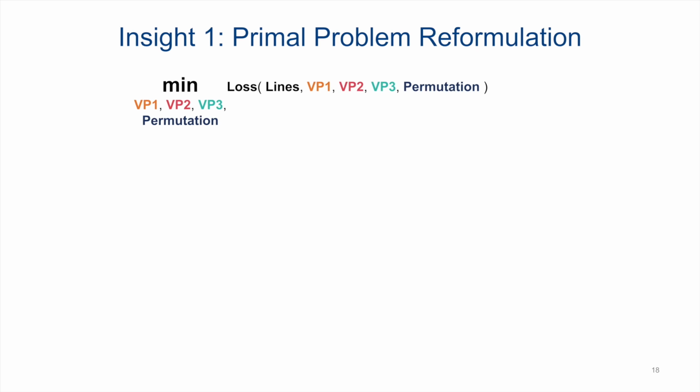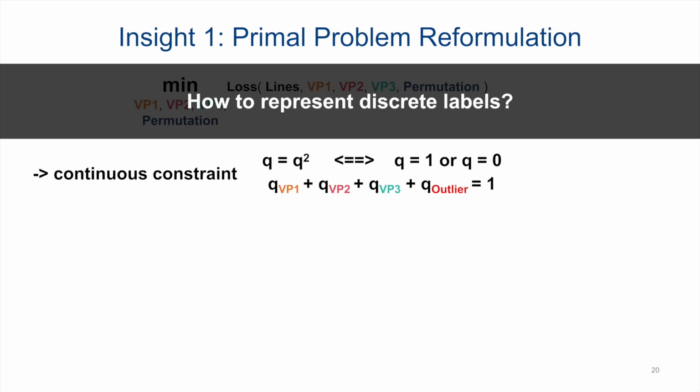Let us begin with the first insight. Given the problem of joint vanishing points estimation and line labeling, we find the core difficulty lies in how to represent the discrete labels. Our core idea is to introduce two continuous constraints. The first, a quadratic constraint, enforces every label to be either 0 or 1. The second, a linear constraint, ensures each line to be associated with only one vanishing point or the outlier class.